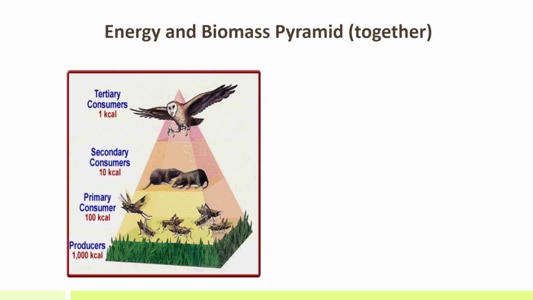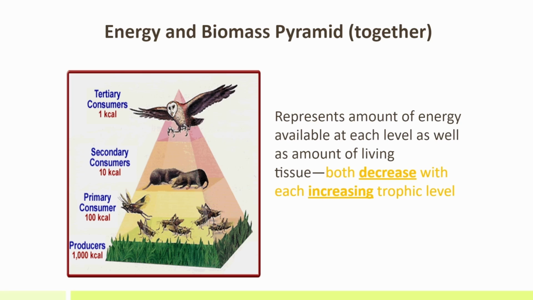So energy and a biomass pyramid can also show up together. Notice that this pyramid on the left represents the amount of energy available at each level, as well as the amount of living tissue. So there's less amounts of tissue because there's less organisms in that tertiary consumer level compared to the primary consumer level or even the producers, but both decrease with each increasing trophic level. Both biomass and energy level decrease.